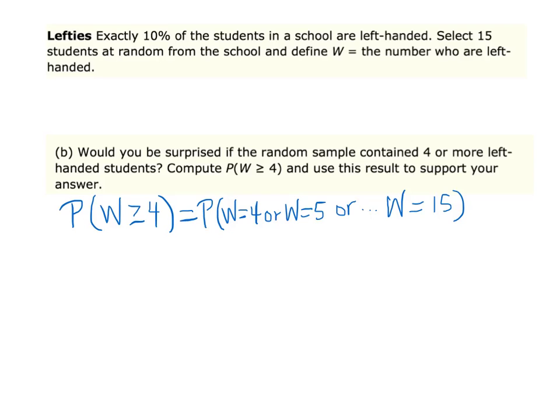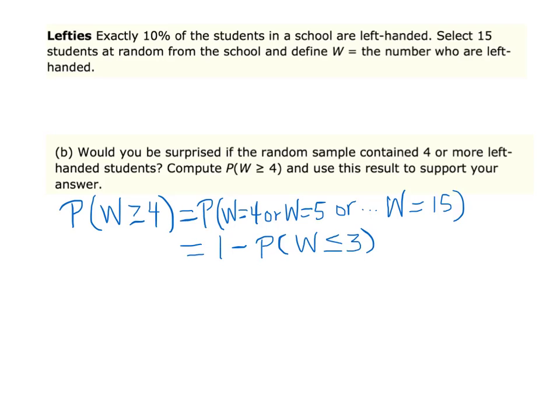That's a lot of times to use that binomial probability formula. I could change this so that it's 1 minus the probability that W is less than or equal to 3, which in a discrete distribution serves as the complement of the probability that we're actually trying to find.